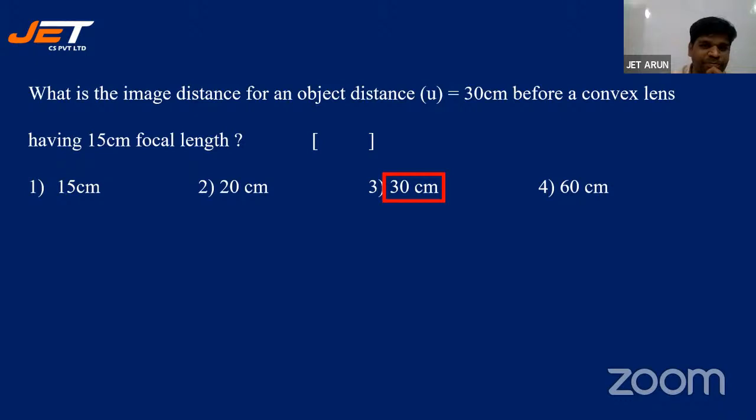All right, let's look at the key. It's absolutely right. So 3 is absolutely right, 30 centimeters. And you can take that it's at C, the center of curvature, sorry, C2, not center of curvature, I'm sorry, that's C.